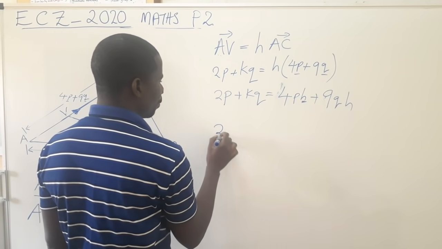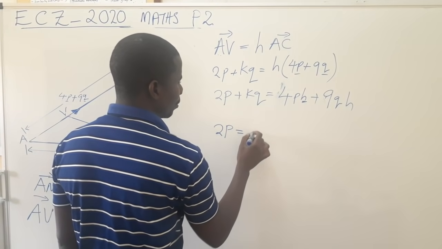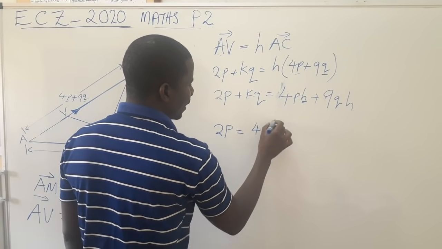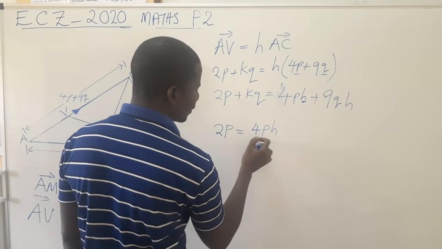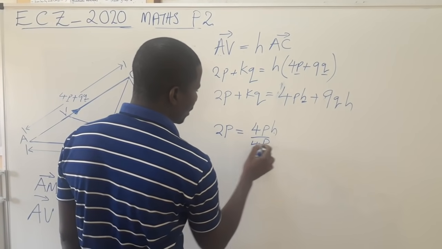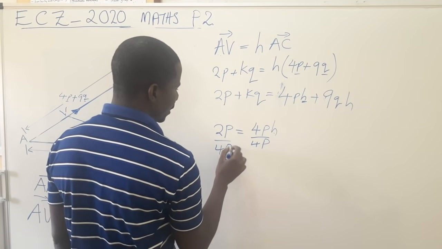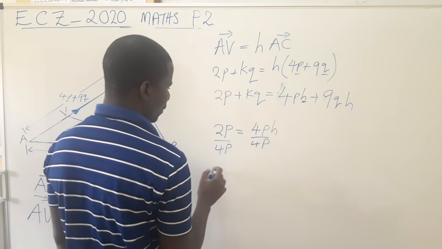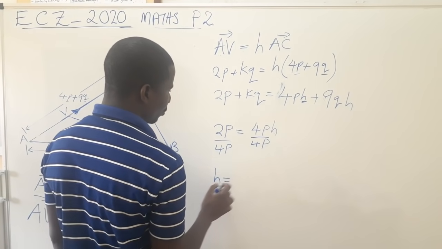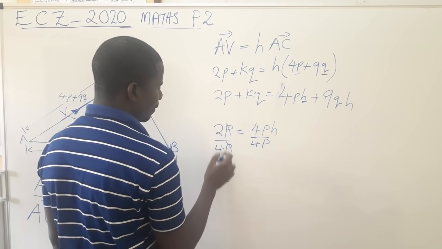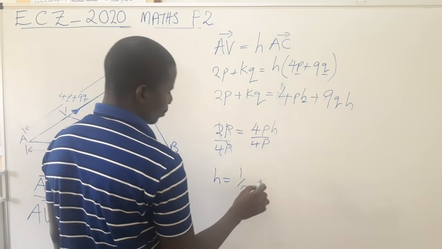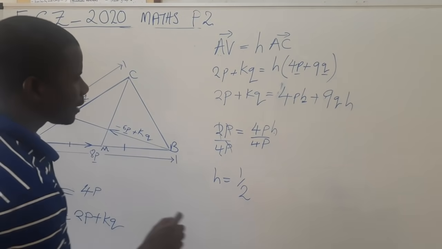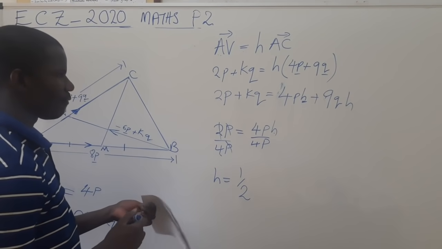So we're going to have 2P is equals to 4PH. What do we want to find? We want to find the value of H. So you divide this side by 4P, you also divide here by 4P. So you are remaining with H. So H is equals to, you cancel this P, then 2 here, 1, 2 here, 2. Okay. So this is what we are going to get as the value of H.